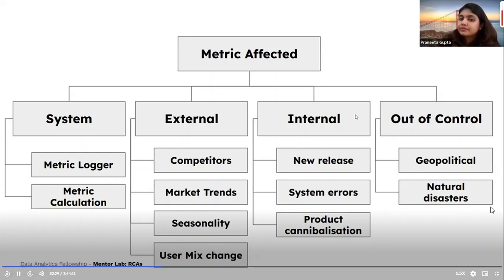Then third is the internal factors. Now internal factors, we will have new releases, system errors, some product cannibalization. So user mix can be a factor of product cannibalization. Now when we talk about new releases, of course, everything that can be managed by us will be categorized as internal reason. And then there are some out of control factors like geopolitical issues, some natural disasters that have occurred. So those will be some things that we can't really do anything about. Tariffs have gone up, custom duty has gone up, there is some war happening somewhere. So of course, all those factors are present there. And this is just an approach that you can take, creating these 4 buckets and listing down your possible causes in these 4 buckets.